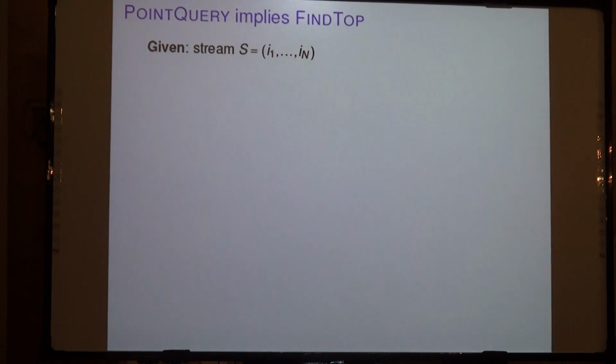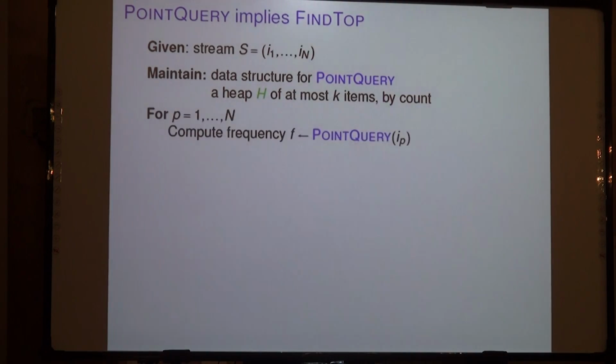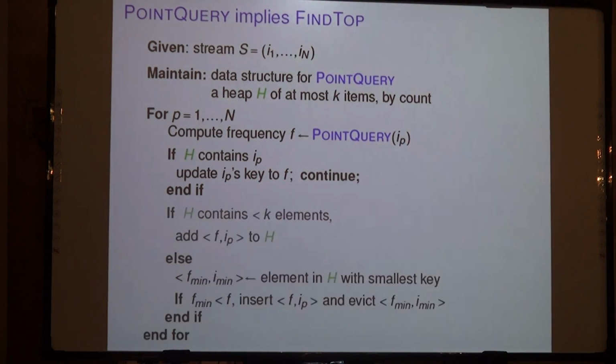Okay, so how about k bigger than 1? Well, this is what we do. It's the same thing, but we'll now store a heap of at most k items, and the key in the heap will be the count. So again, as an item comes in, I check what the frequency of the item is. If I'm storing the item in the heap, I'll just update its key to the current frequency. If the heap still has some space, I'll just add this new item to the heap. And if not, I'll look at the least frequent item that I'm currently storing. If it's less frequent than what just arrived, I'll swap them. I'll evict the least frequent item, and I'll put in the item that just arrived.